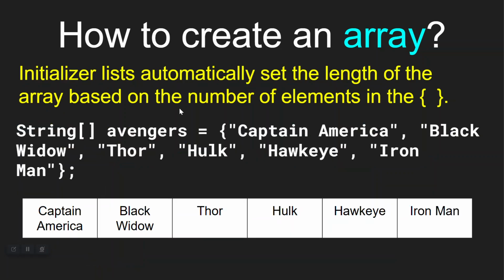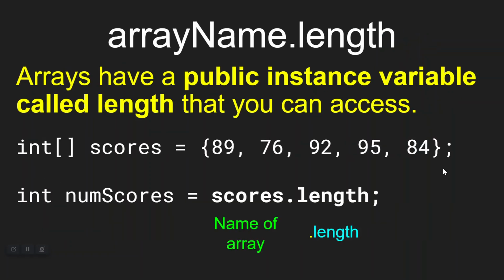So there you go. Initializer lists automatically set the length of the array based on the number of elements between the curly braces. So if I did my Avengers string array, I would say string array avengers equals, and then in curly braces, the name of each individual Avenger followed by commas. So that would go ahead and set the length of this one to be 6. And there you go.